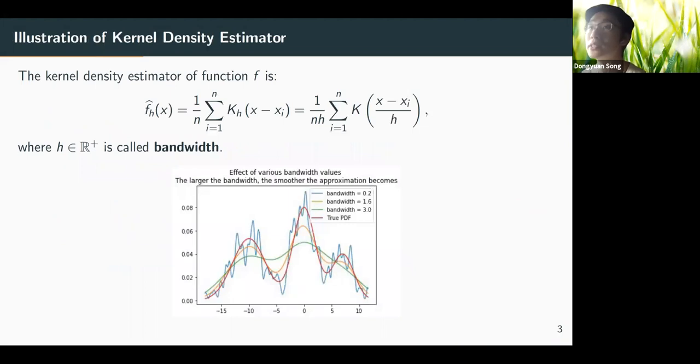Here the kernel density estimator of the function f is defined as follows. The most important parameter is called the bandwidth. From the figure, we can see that with a smaller bandwidth we have a much higher number of peaks, but with a very large bandwidth we have only a few peaks. That's the problem of using the kernel density estimator for the multimodality test.